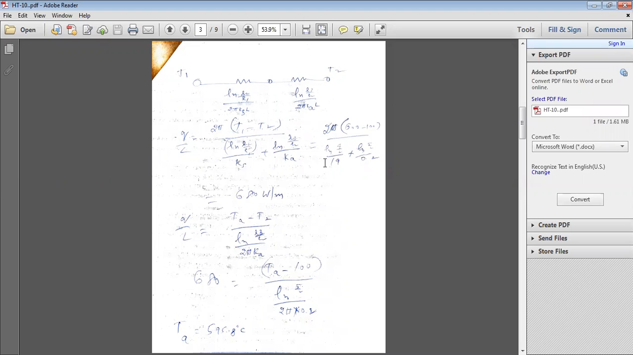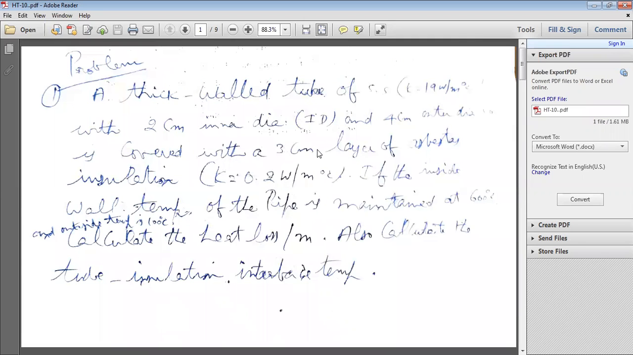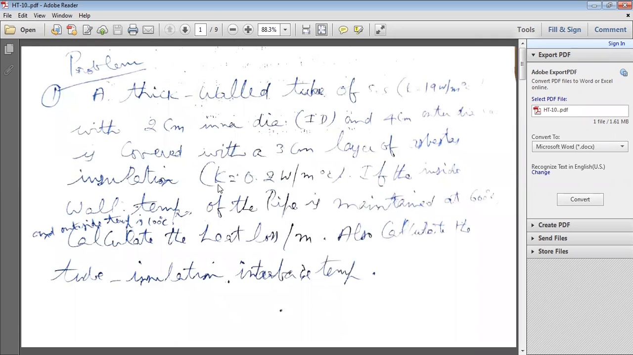the thermal conductivity of steel. What is the thermal conductivity of steel given? 19 watt per meter Kelvin. So 19, plus Ln R3 by R2. R3 is 5 centimeters divided by R2 2 centimeters, 5 by 2. It is in centimeters, but don't worry, otherwise you would have to convert into meters. No problem, because it is centimeter by centimeter. Ln 5 by 2 divided by the thermal conductivity of the asbestos, K equal to 0.2 watt per meter Kelvin.